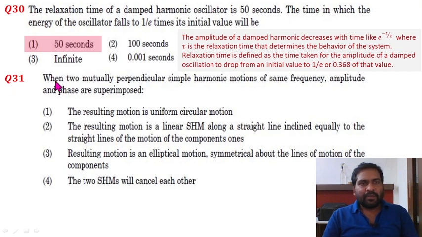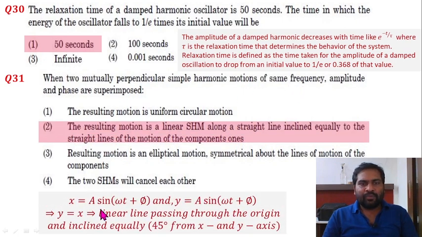Question 31. When two mutually perpendicular simple harmonic motions of the same frequency, amplitude and phase are superimposed, so amplitude, frequency, phase all are the same, then x equal to y. That means a linear line passing through the origin and inclined equally at 45 degrees from the x and y axis. So option 2 is correct.